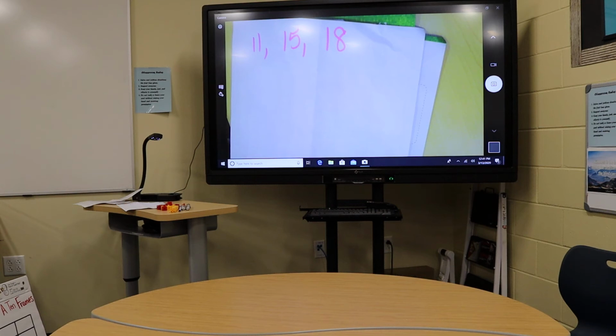Good job, table 1. Good job, table 2. Good job, table 3.